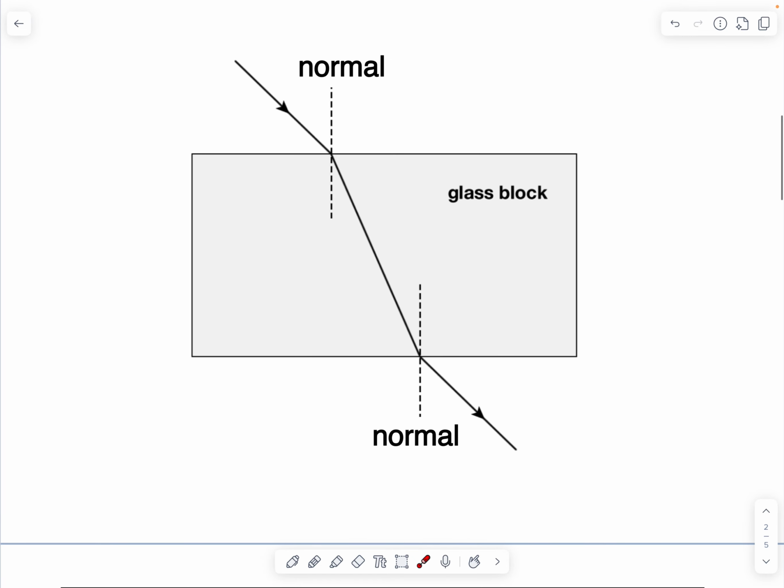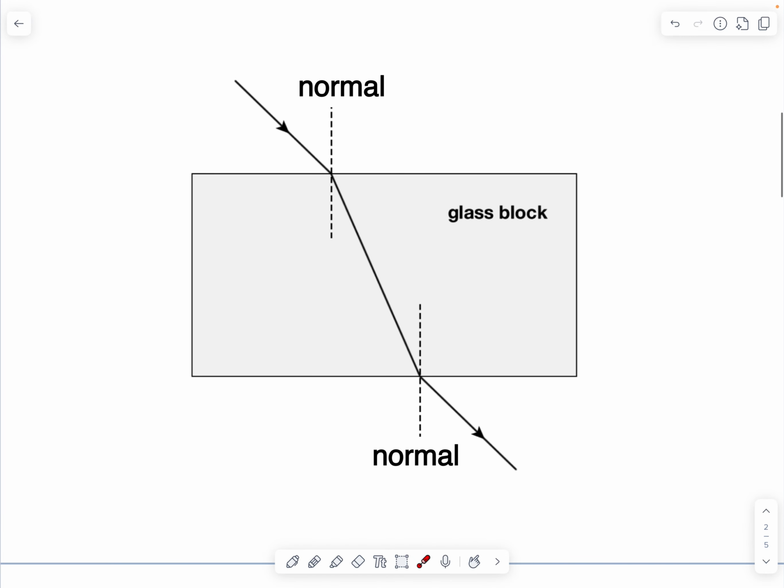So we've already talked about refractive index in another video, and we said that the refractive index is equal to the speed of light in a vacuum divided by the speed of light in a particular material. So what does that mean and what does that look like? Let's have a look at a couple of examples.